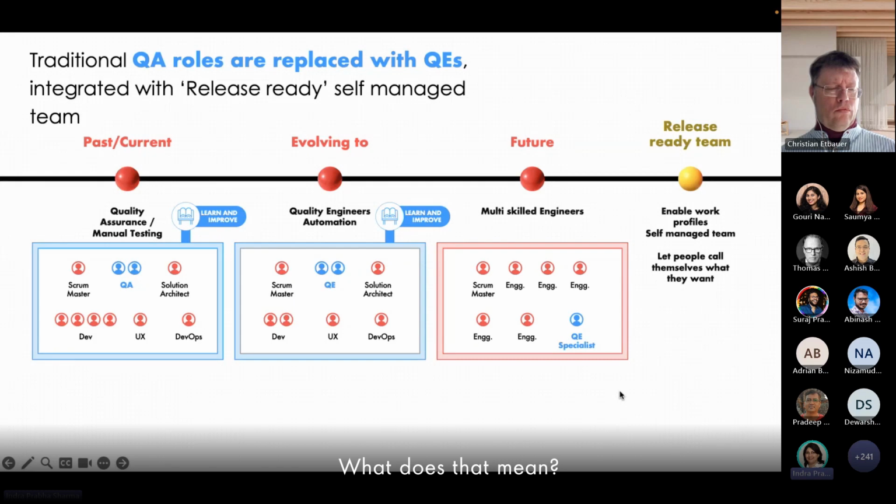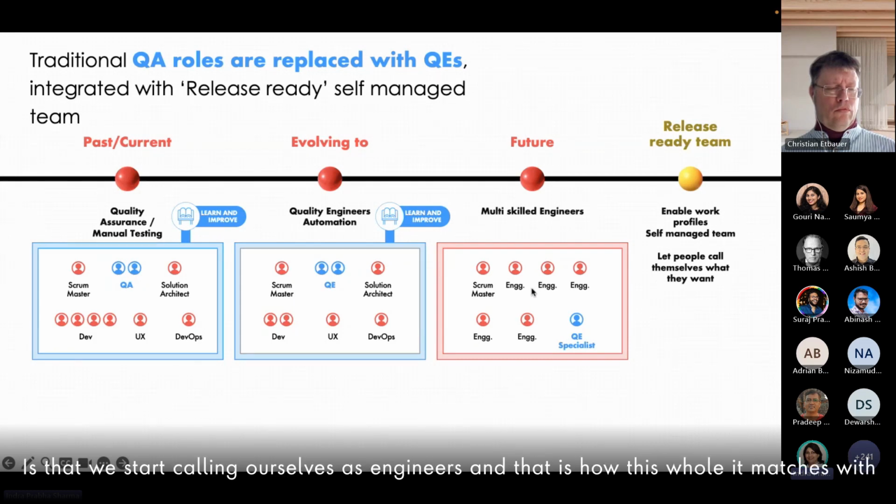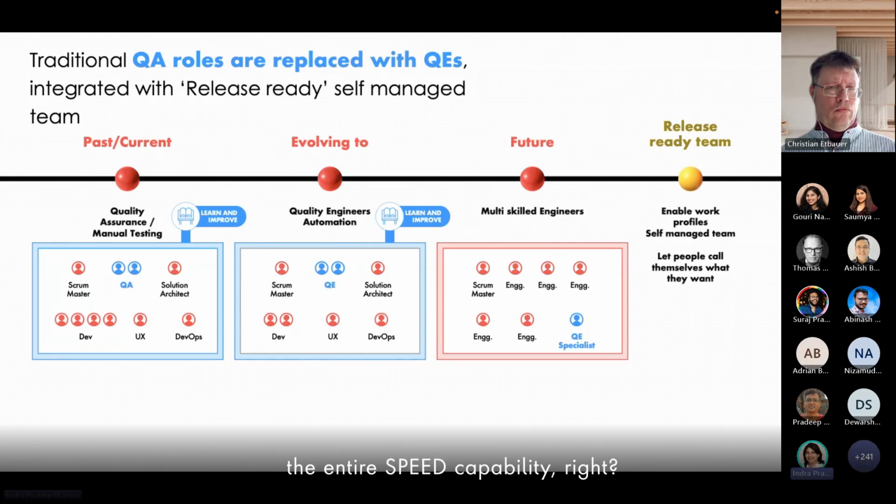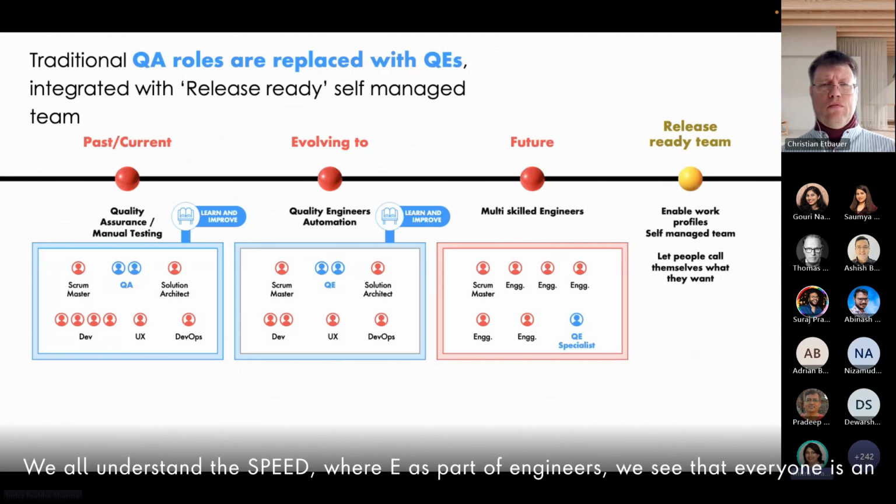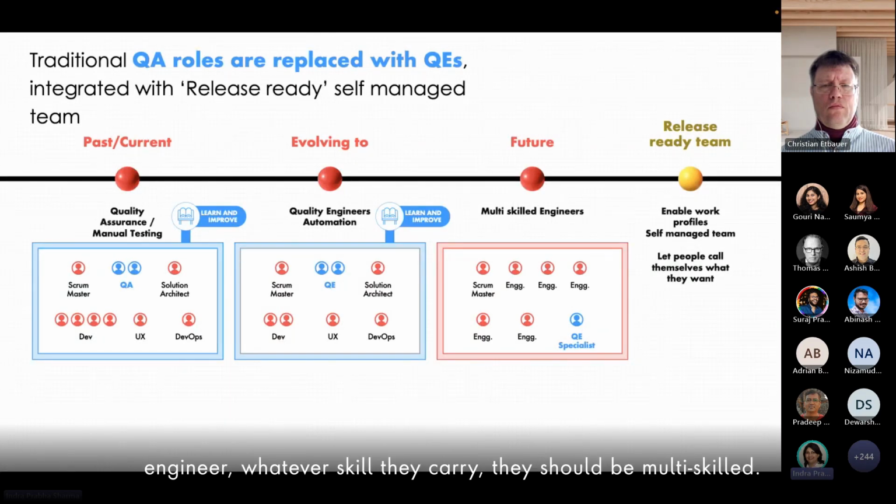What does that mean? We start calling ourselves engineers, and that is how this matches the entire SPEED capability, right? We all understand SPEED, where E is part of engineers. We see that everyone is an engineer. Whatever skill they carry, they should be multi-skilled.